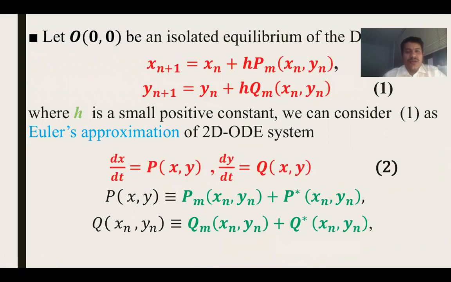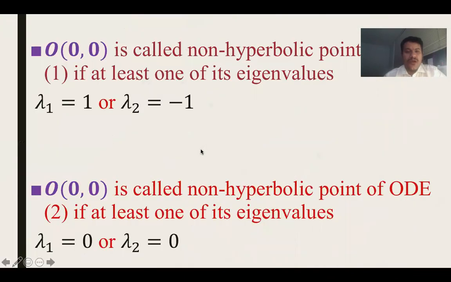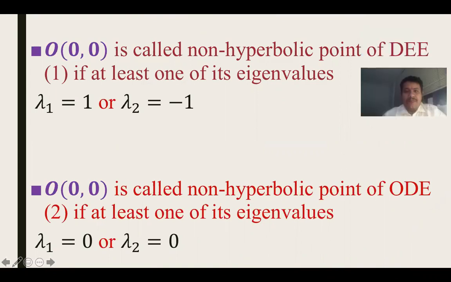Let (0, 0) be an isolated equilibrium point of the difference equations, which is actually the Euler approximation of the ODE system. P_m and Q_m are homogeneous polynomials of the mth order. Note that point (0, 0) is called a non-hyperbolic equilibrium point of a difference equation if at least one of its eigenvalues equals 1 or -1. Also, for an ODE system, we call the point non-hyperbolic if at least one of its eigenvalues equals 0.